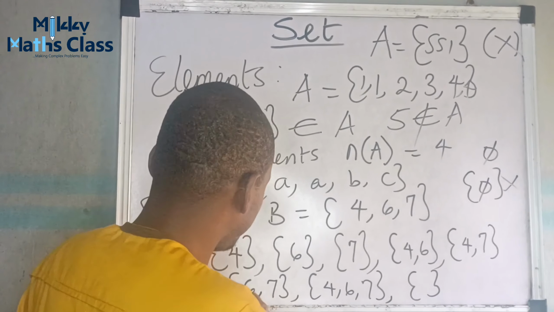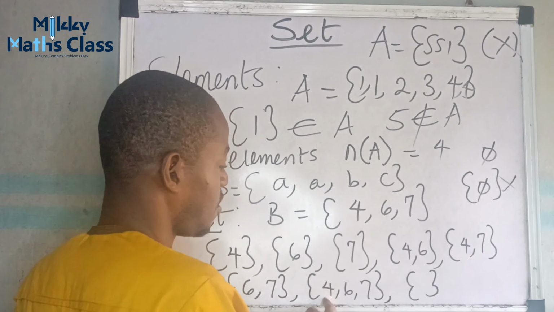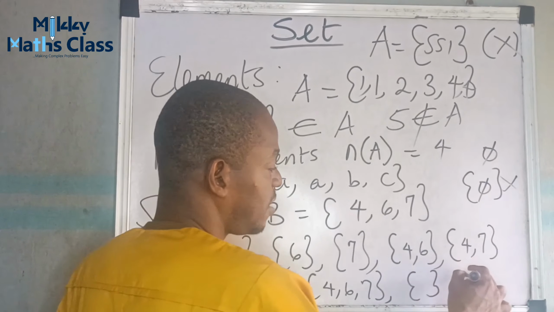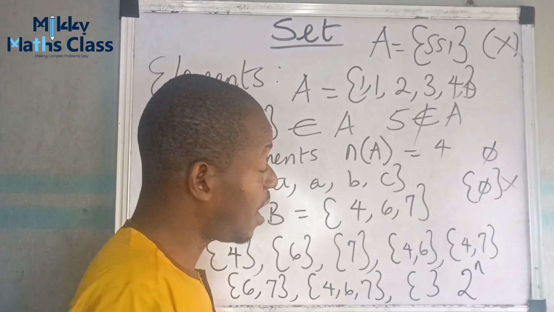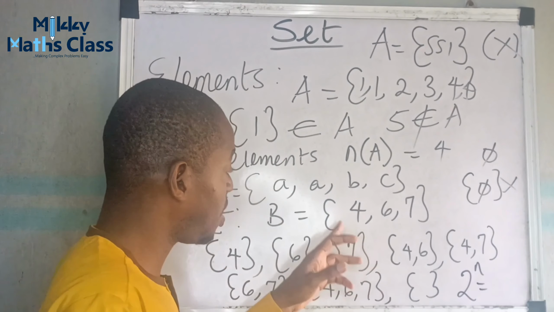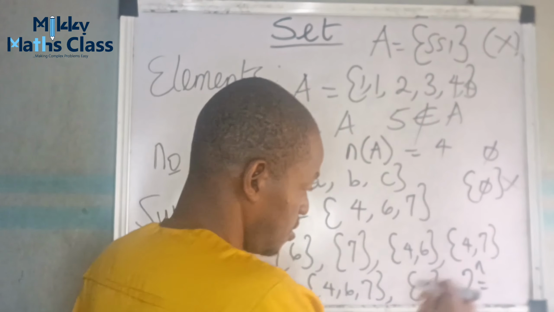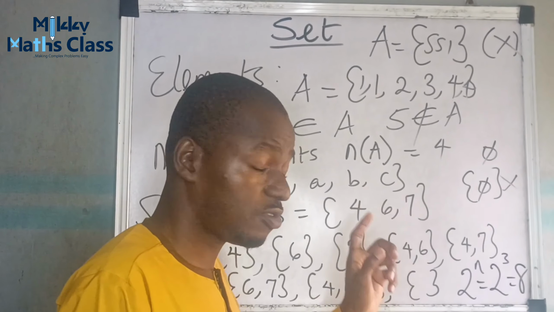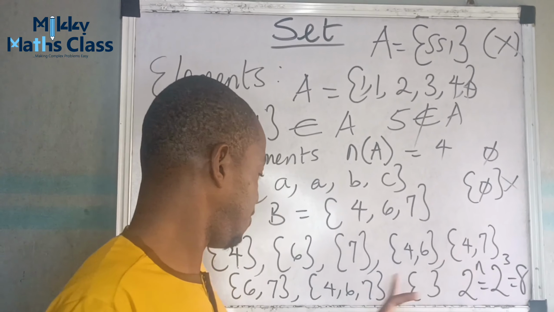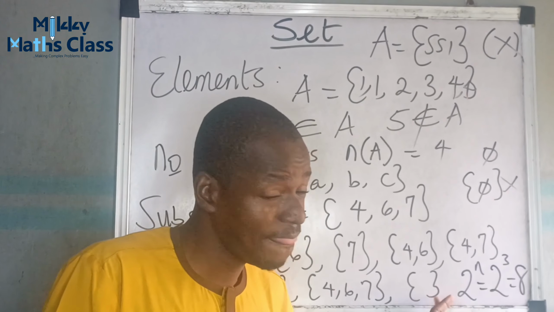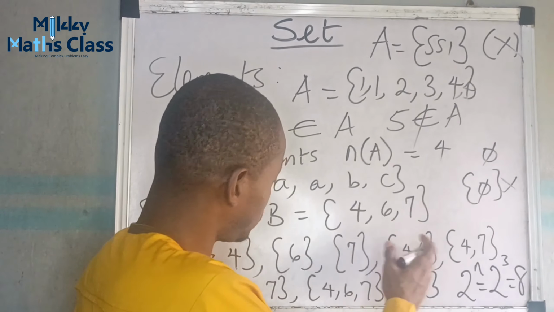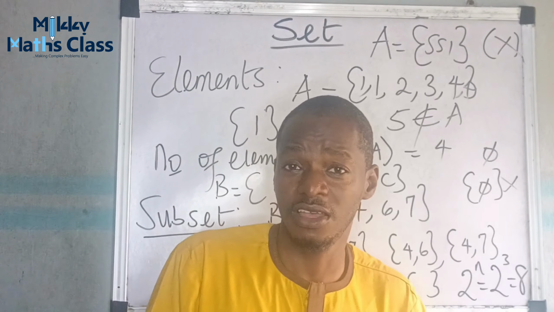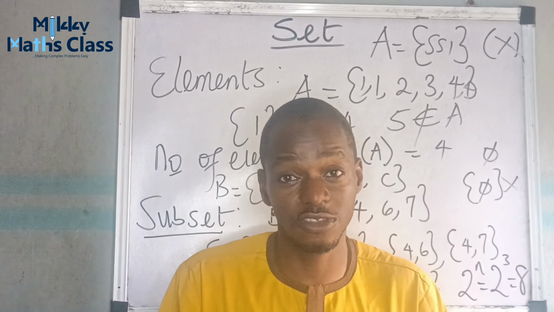So let's count how many subsets we have here. 1, 2, 3, 4, 5, 6, 7, 8. Now there's a formula for it. The number of subsets is given by the formula 2 raised to the power of n. If I count the number of elements there, 1, 2, 3, that's 2 raised to the power of 3, which is 8. So this set is expected to have 8 subsets. All the subsets in a set are called the power set of the set.